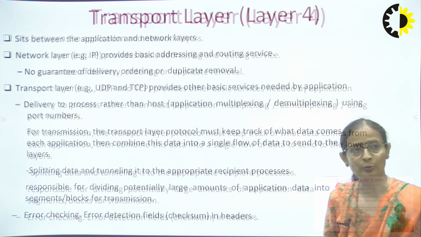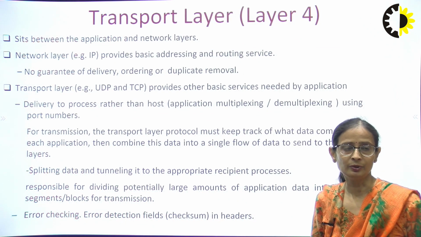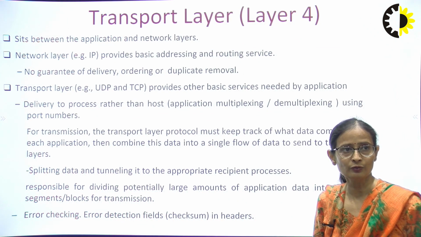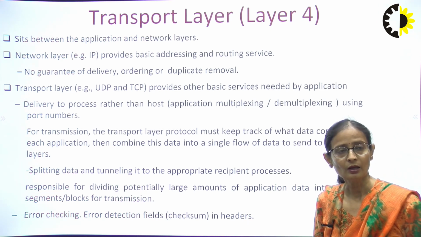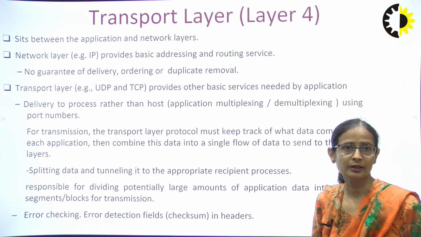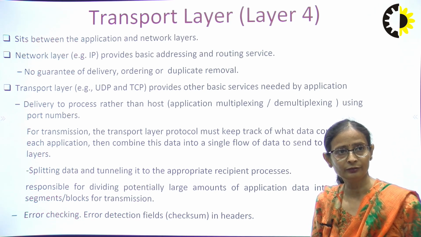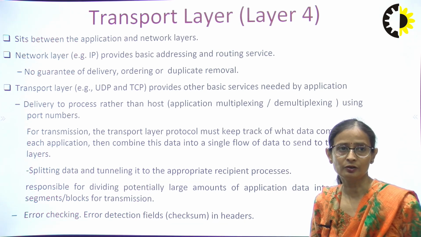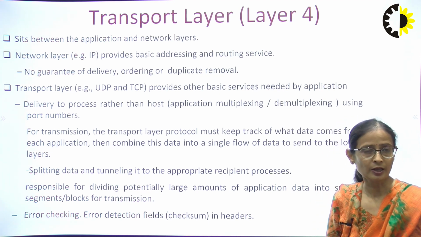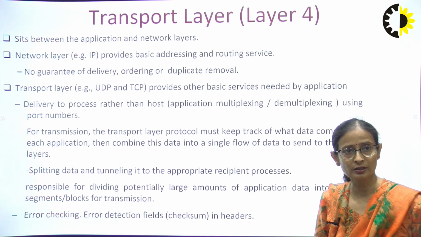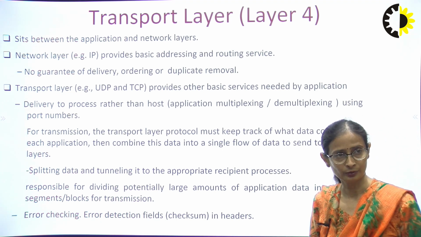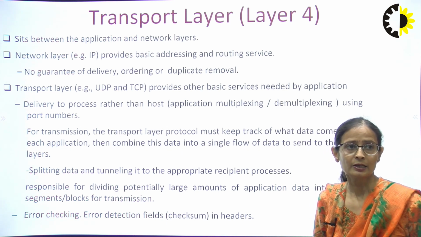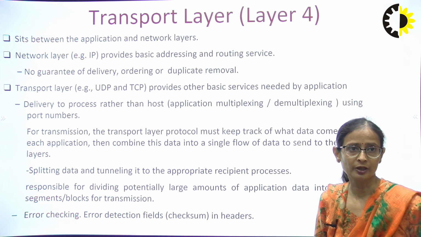At the transport layer, protocols such as UDP and TCP provide other basic services also, for example, delivery to process rather than host. For this, we require application multiplexing and demultiplexing, and the delivery to the process is done with the help of port numbers. For transmission, the transport layer protocol must keep track of what data comes from each application, then combine this data into a single flow of data to send to other layers, splitting the data and tunneling it to the appropriate recipient processes.